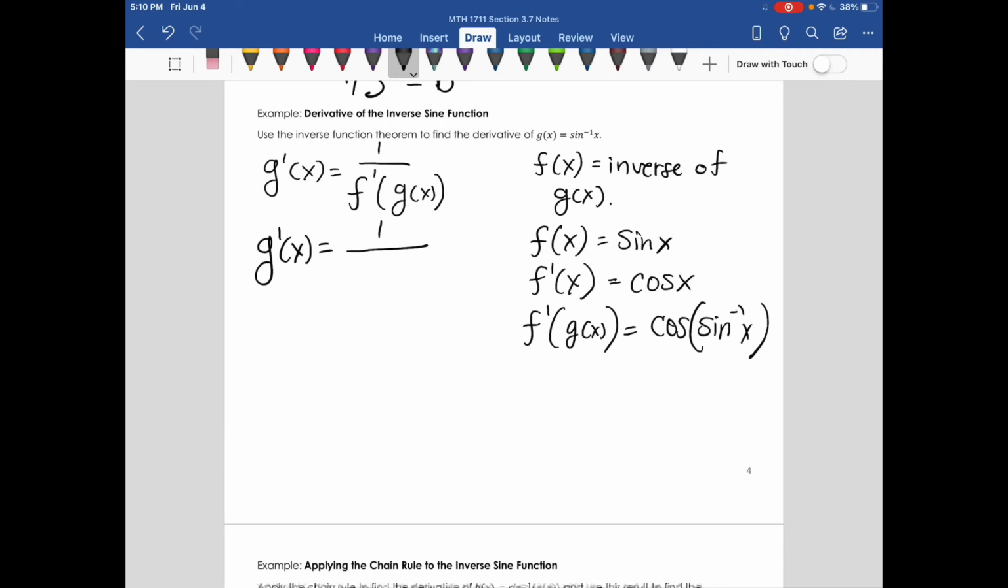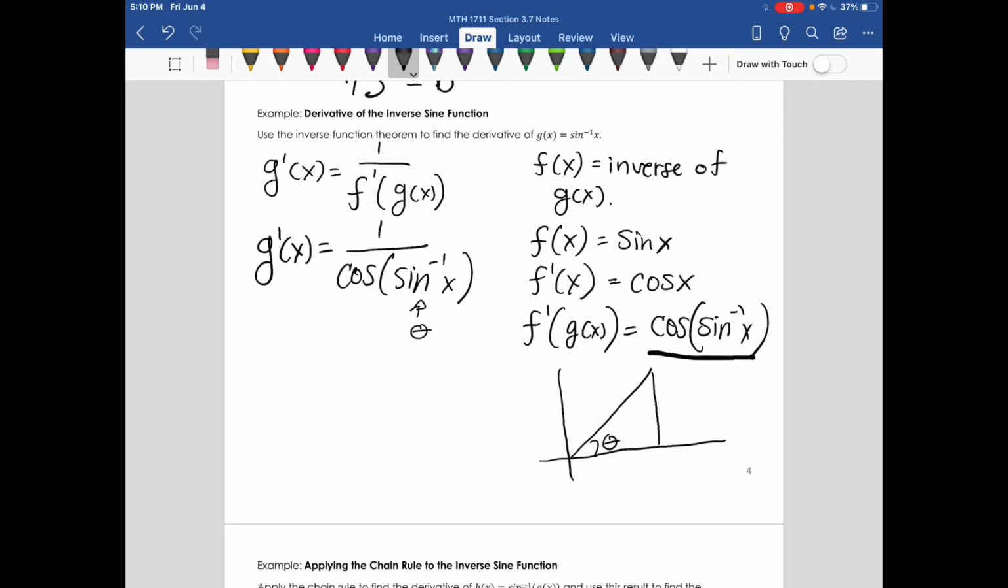So now this is what we have. I have the derivative of g of x, which is the derivative of inverse sine. Now I take 1 over the derivative of the inverse evaluated at g of x. So that's what we have right here. So I'm going to fill that in. Cosine of sine inverse x.